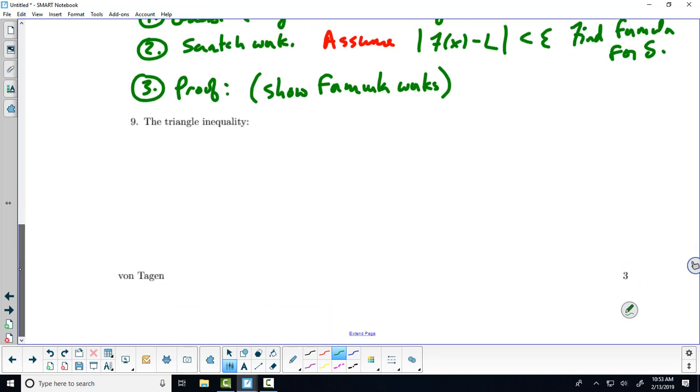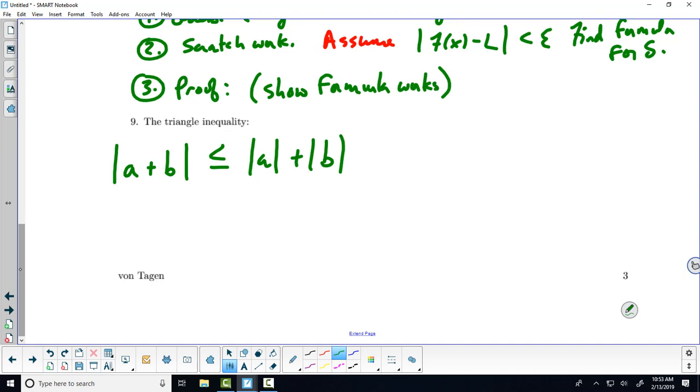So for example, one of the most common limit properties we've used in this class is the sum property, and I'm going to prove that here in just a second using epsilons and deltas. But before we can do that, I need to give you the triangle inequality. It says that the absolute value of a plus b is less than or equal to the absolute value of a plus the absolute value of b. Arguably one of the most important properties in math. Shows up in the darndest of places.